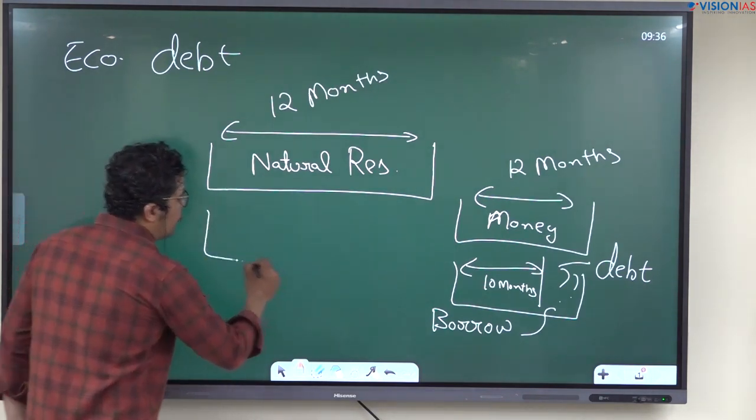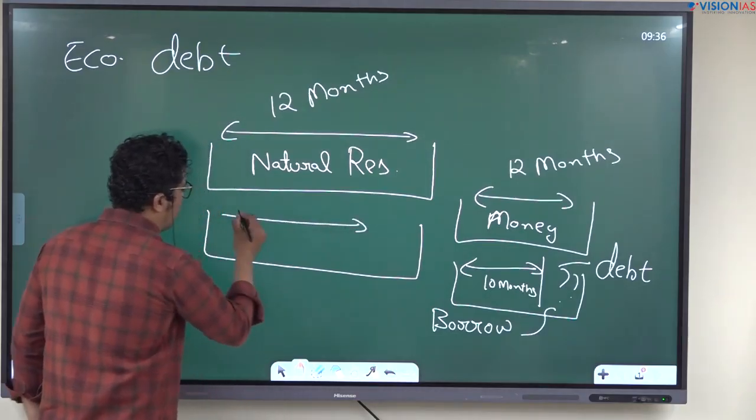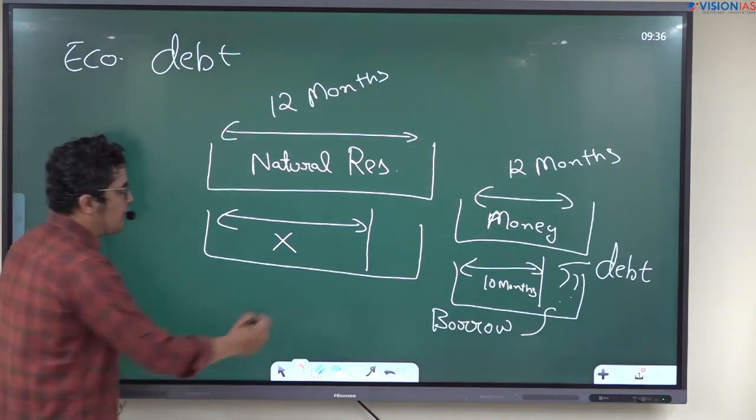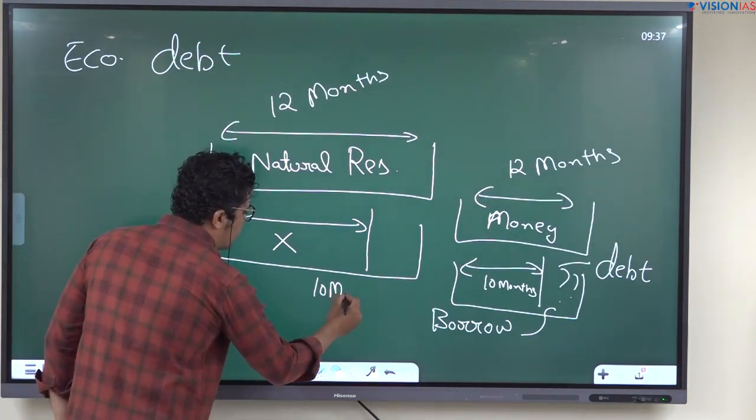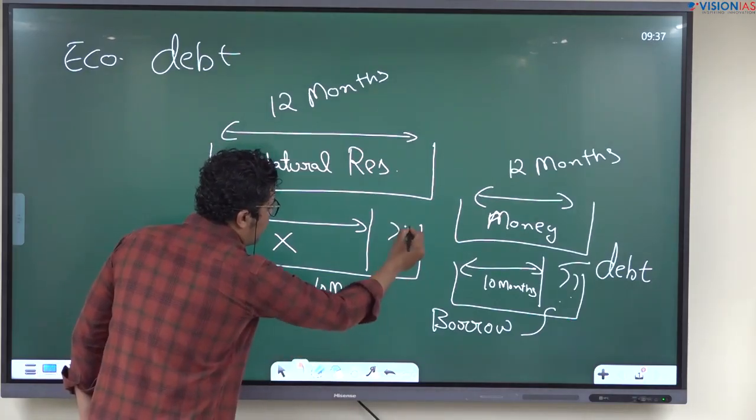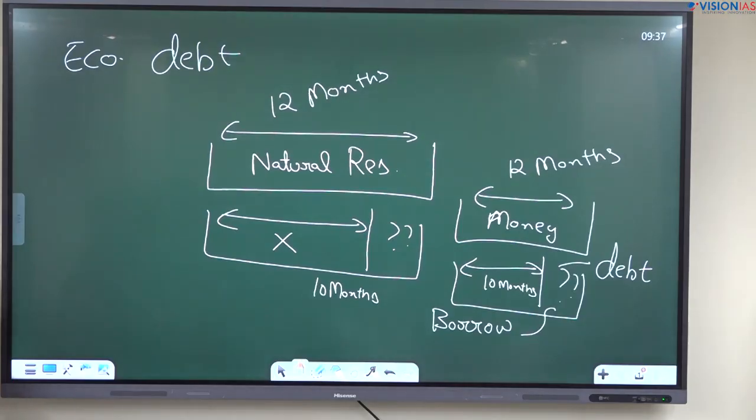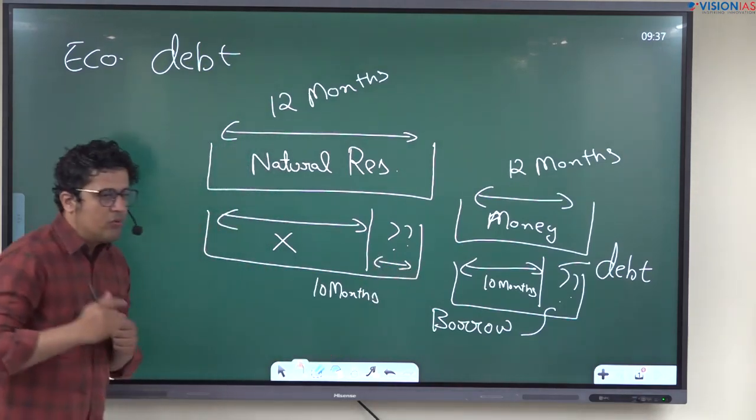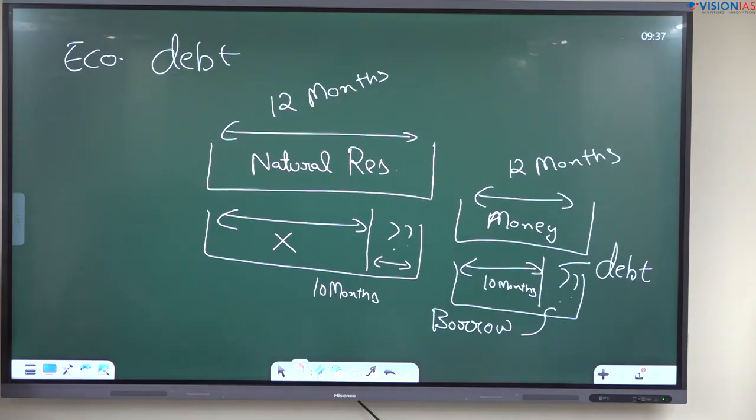What will happen if you consume the resources before time? If your resources are over before time, let's say you are consuming them in 10 months, still time is left. So resources were supposed to be utilized for 1 year, you consume them before 12 months. So what will you do in the remaining 2 months? You will consume the resources which are meant for coming generations, which are meant for the future, because you have consumed your resources. Now you are using resources which belong to coming generations.